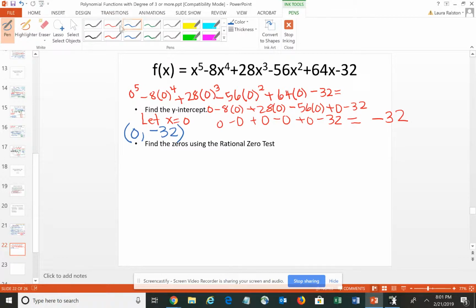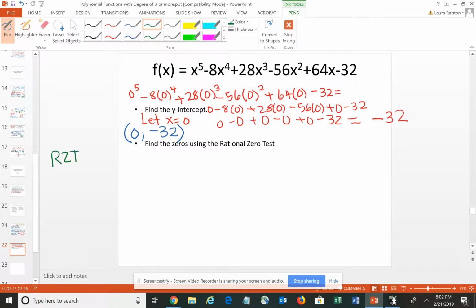And then this one specifically says find the zeros using the rational zero test, because I knew ahead of time, quite honestly, I don't have a clue how to factor an x to the 5th. Most of the time we only factor something, it's going to be x squared. So I don't have a clue. So we're going to use the rational zero test.